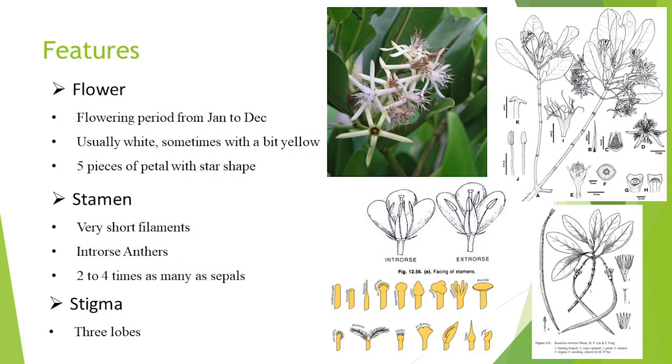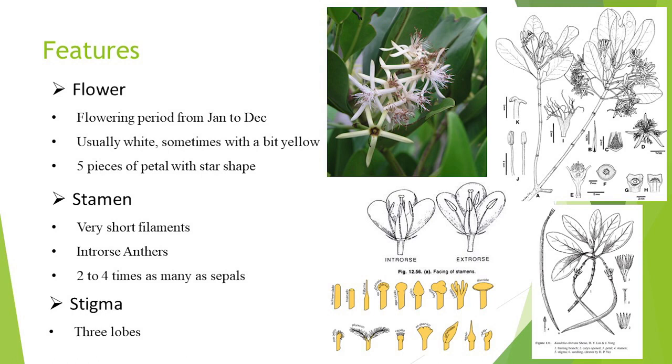For the flower, its flowering period is from January to December, but normally for this species it is April to June. The flower usually is white in color, but sometimes there may be a bit of yellow mixed up with white.